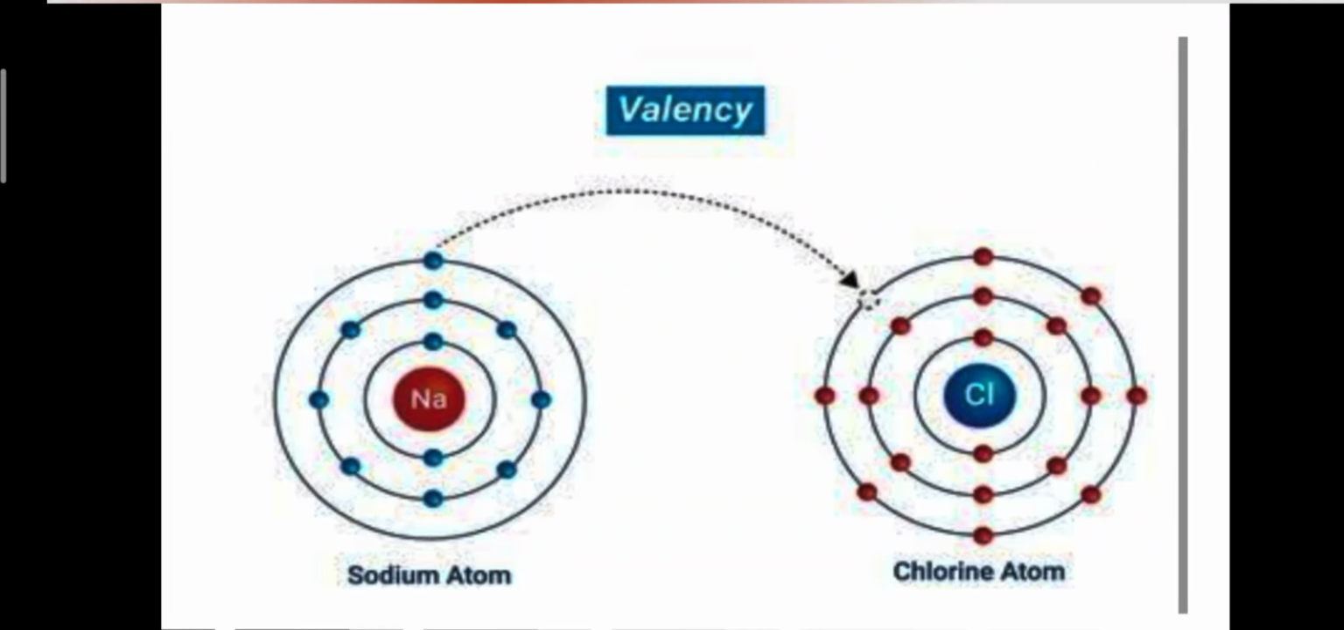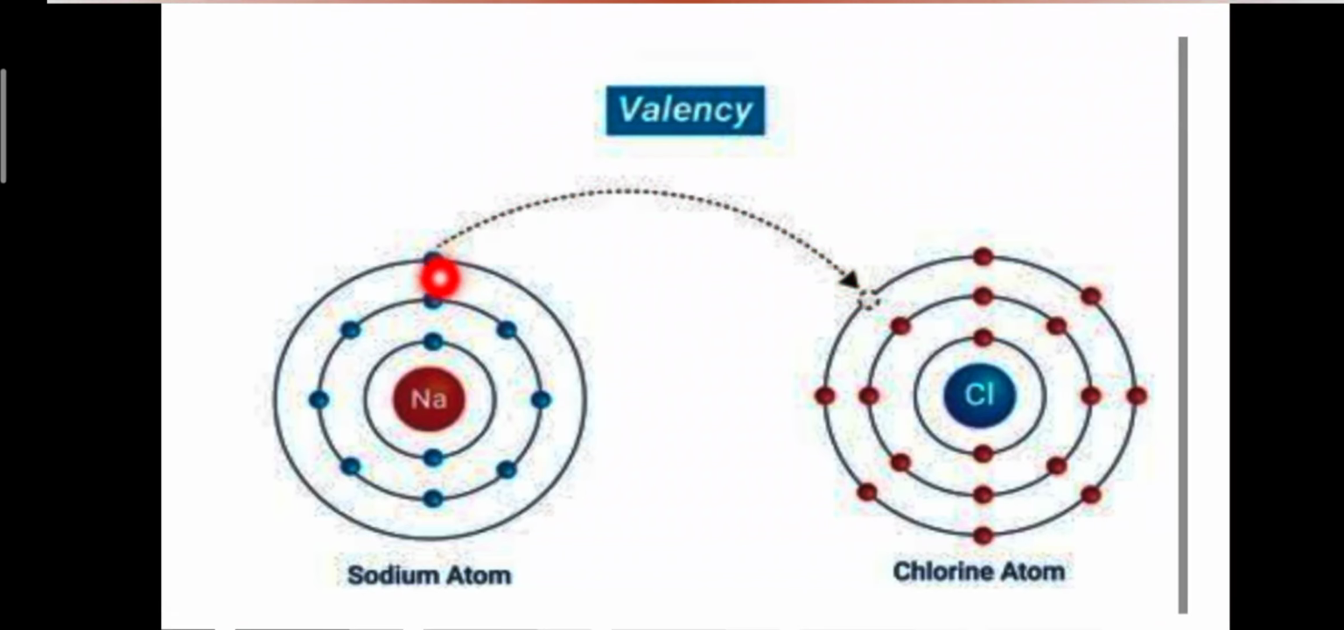Now this is the sodium ion. Sodium contains only 1 electron in its outermost shell. The atomic number of sodium is 11. It is K2, L8 and M1. It contains only 1 electron in its outermost shell. And this is chlorine. Chlorine contains 17 electrons, that is K2, L8 and M7. It requires one more electron to complete its octet.